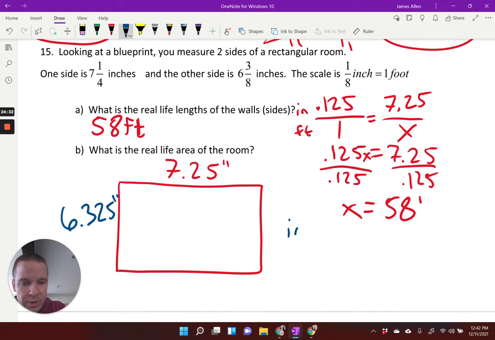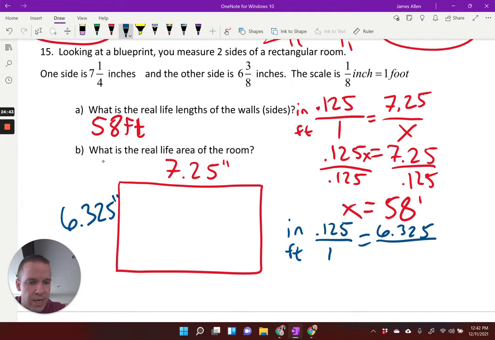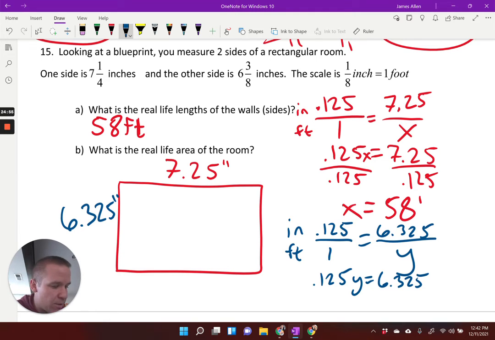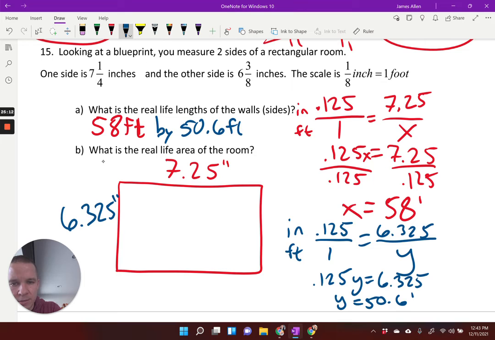So I've got 0.125, so inches and feet. We got 0.125 for my scale factor over 1 foot is equal to 6.325 for the 6 3/8 over, we'll call it y. I'm going to cross multiply and solve. So I get 0.125 y equals 6.325, and divide that by the 0.125, and I get 50.6 feet. Alrighty, so that's my other one, by 50.6 feet.